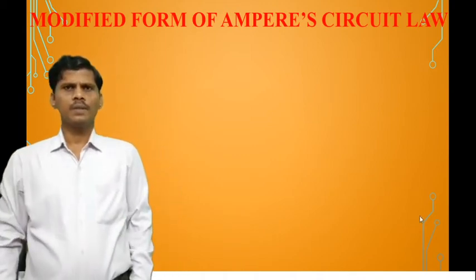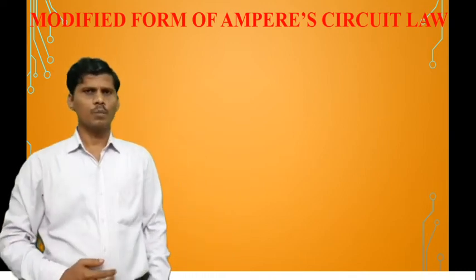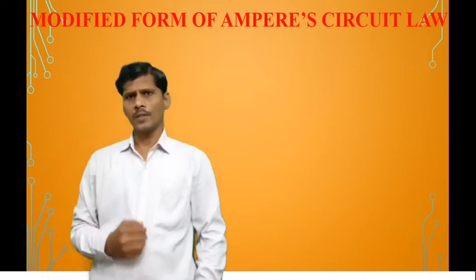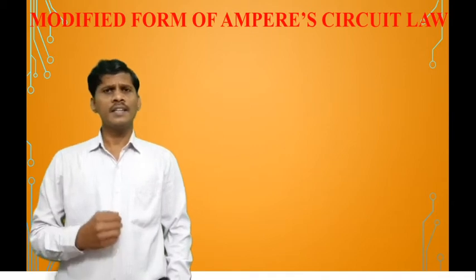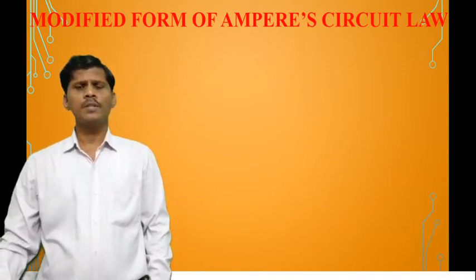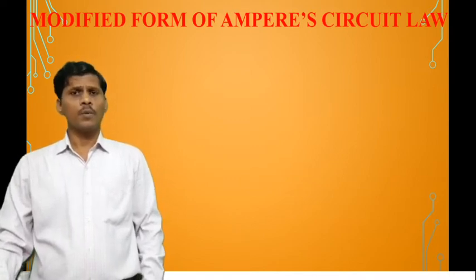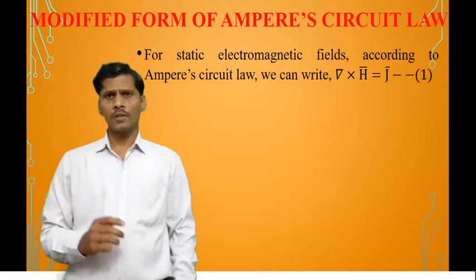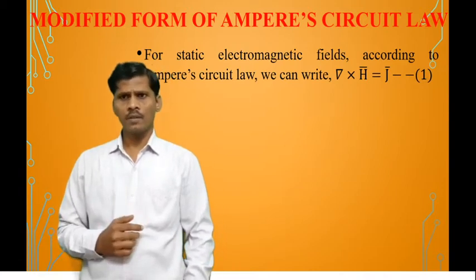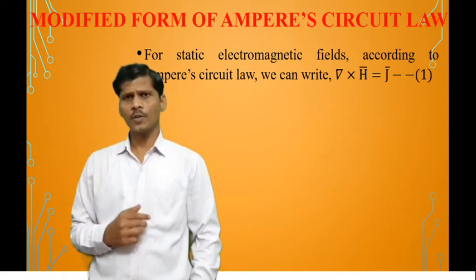Hi everyone. The next one is the modified form of Ampere circuital law, or inconsistency of Ampere circuital law. In the previous unit, in the magnetostatics concept, the point form of the Ampere circuital law was already explained. So what is the point form of Ampere circuital law in magnetostatics?